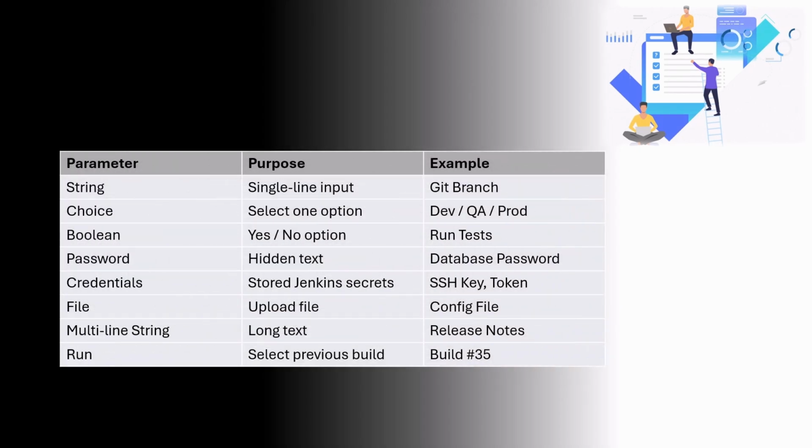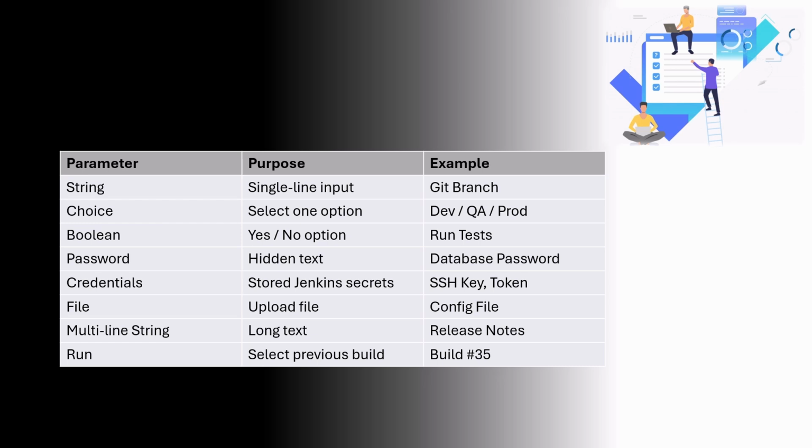If users should choose from the predefined values, we choose the choice parameter. For yes or no decisions, we use Boolean parameter. For sensitive values entered manually, we use a password parameter. And for reusable secrets stored securely in Jenkins, we use credentials parameter. When the pipeline requires an uploaded file, we use file parameter.